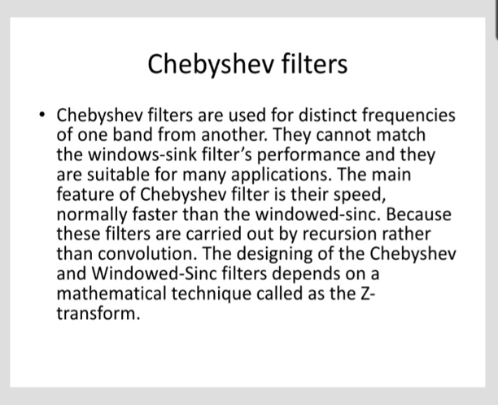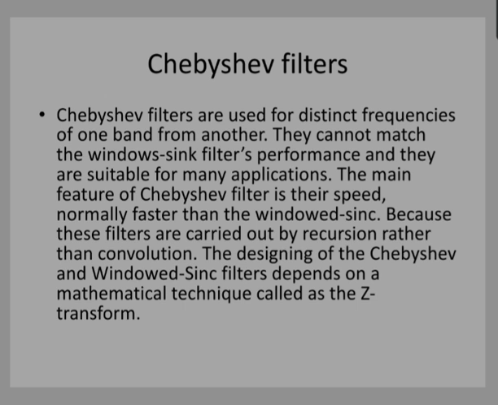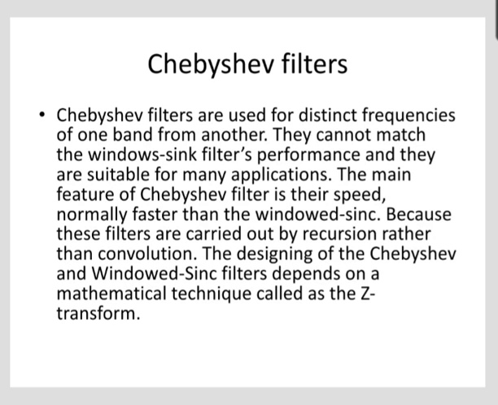Next is the Chebyshev filter. These filters are used for separating frequencies of one band from another. They cannot match the windowed sinc filter's performance, but they are suitable for many applications. The main feature of this filter is its speed, normally faster than the windowed sinc, because these filters are carried out by recursion rather than convolution.